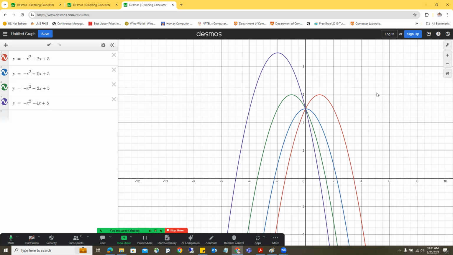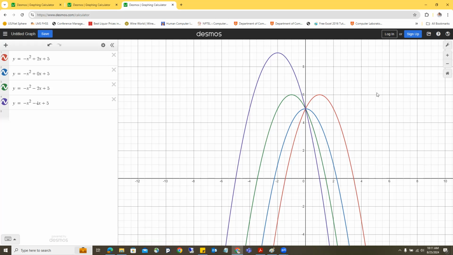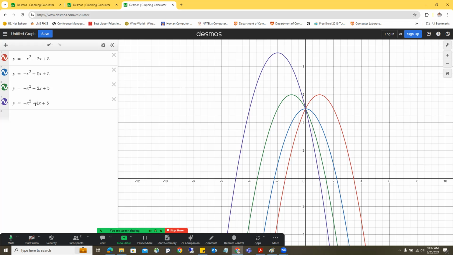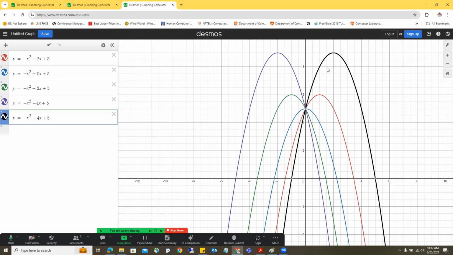Any comparison of these graphs? Shift left. Yes. If it's minus 4, then the graph shifted left. What if it's plus 4? It goes the other way. With minus x squared plus 4x plus 4, it goes the other way. If it's minus x squared plus 4x, then it would be on the right side. That's how it is.